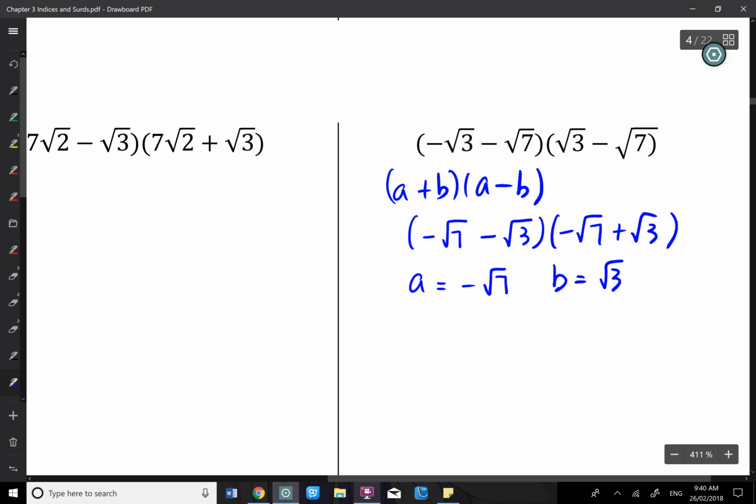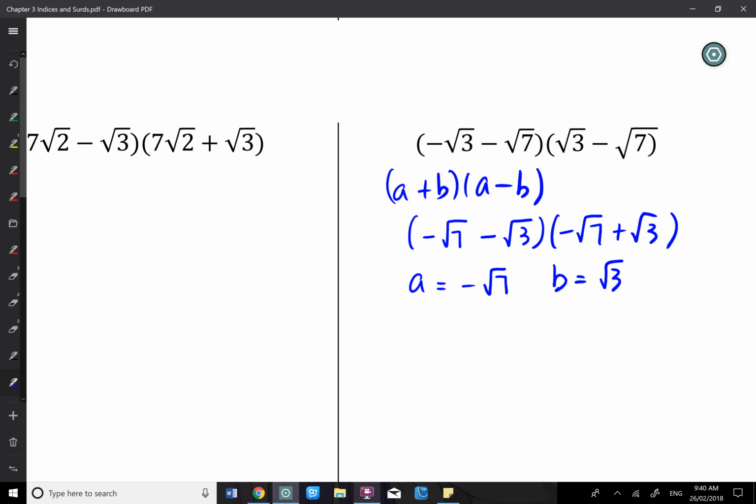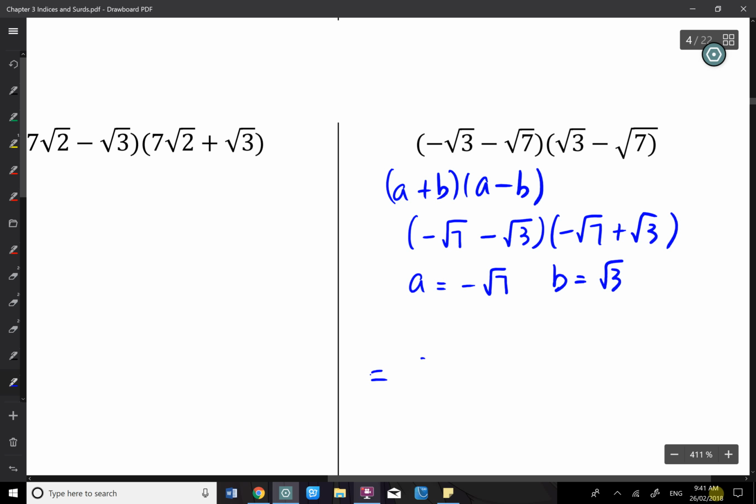I'll answer that by myself. That's a root 3. Very sad, no one answered that. Okay, A is minus root 7, and then we plus the root 3 and we subtract the root 3. So it's A minus B times A plus B. So this is still the difference of perfect squares. When we calculate that, we will say that's A squared minus B squared. So we can directly do that.